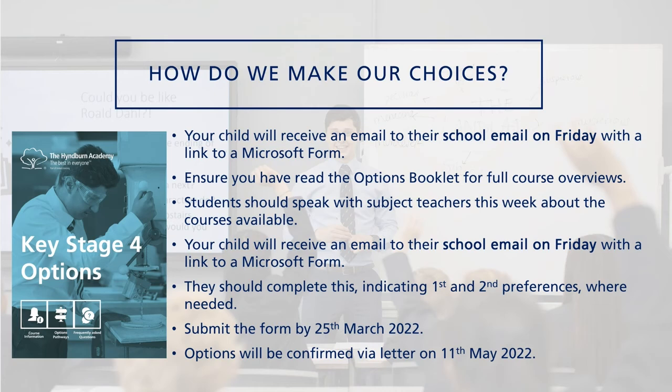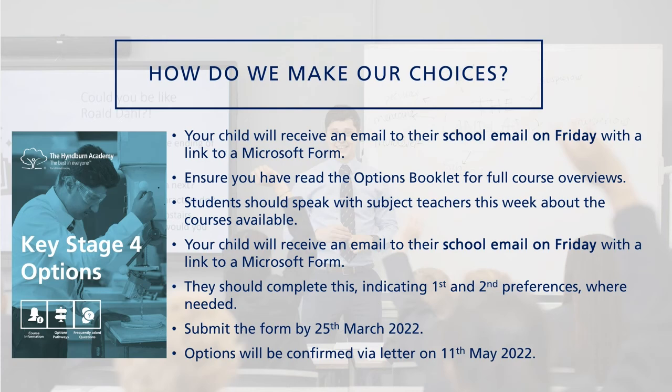because it may be that unfortunately there's low numbers wanting to follow a particular course. It might not be viable for us to run that course, and that's when we will go to a second preference, and students will then get on a course that they're still interested in, even if it wasn't their first option. We don't really want to direct students to courses that they've got no interest in. That's not something we try to do here at the Hyndburn Academy.